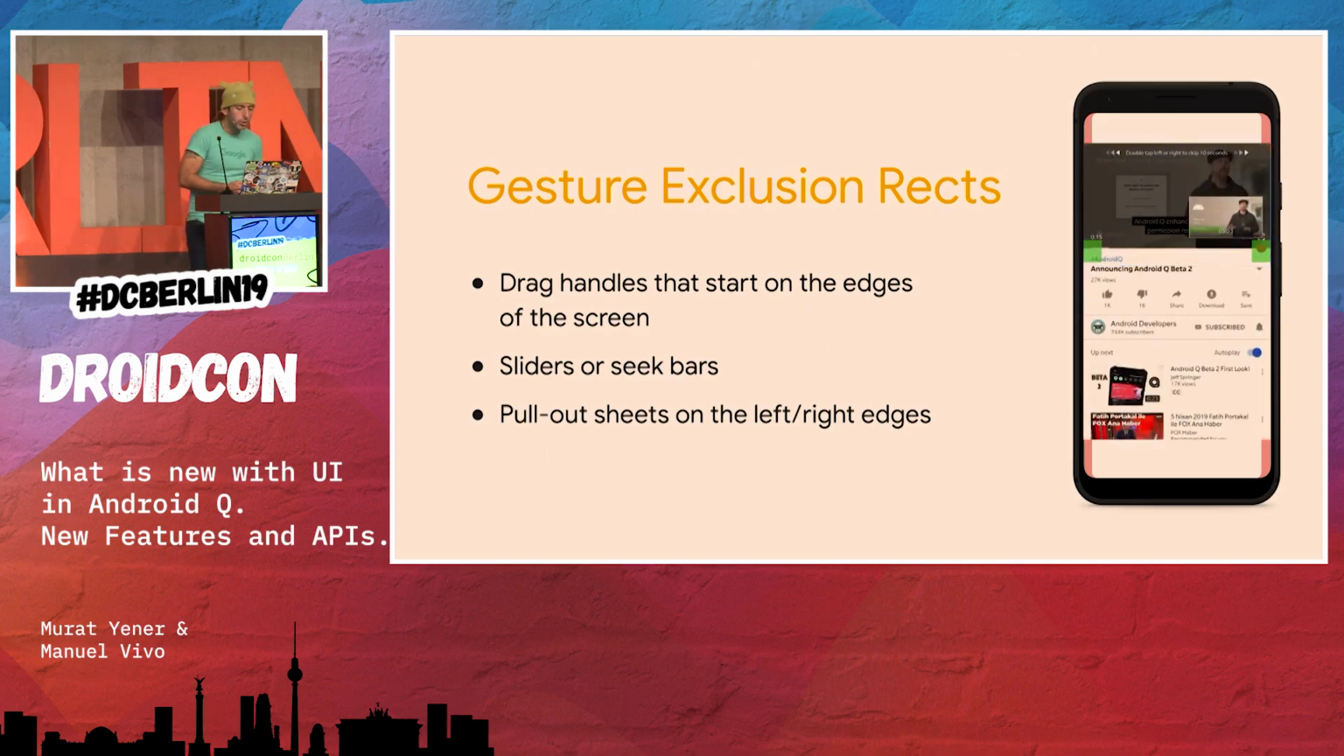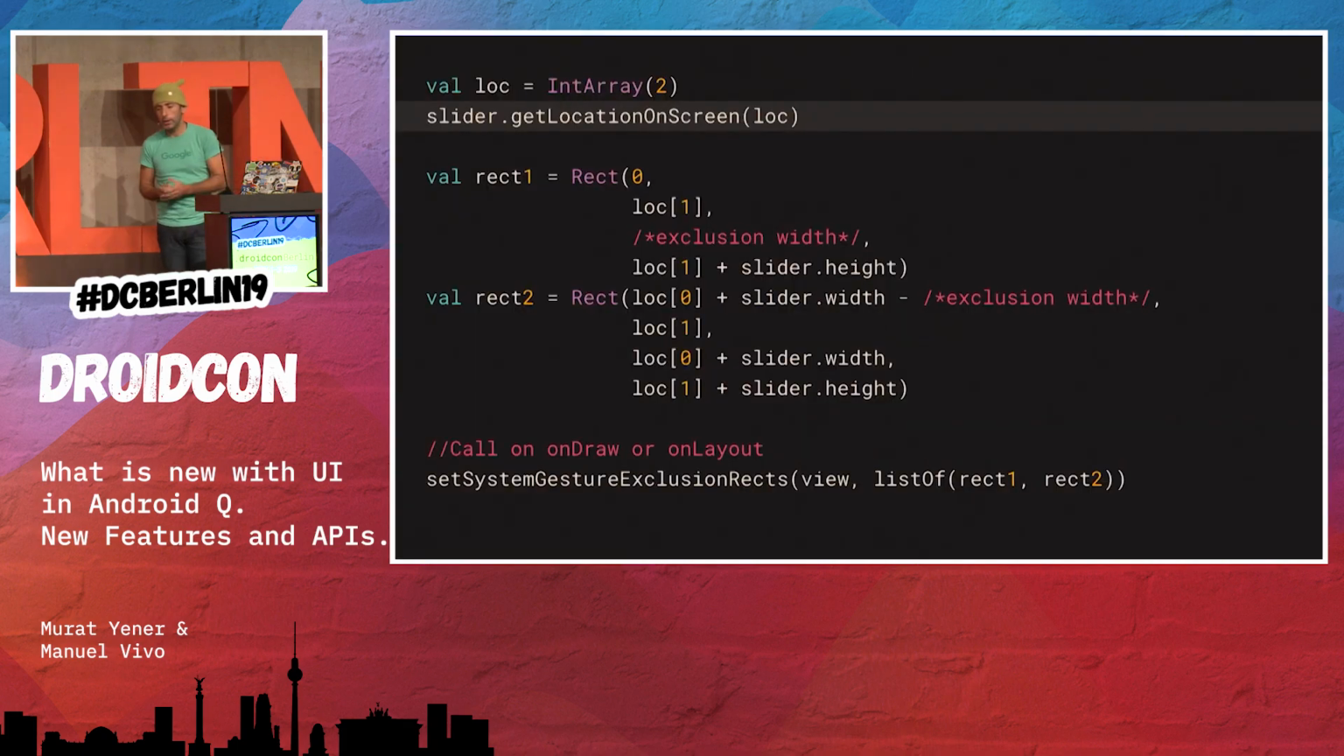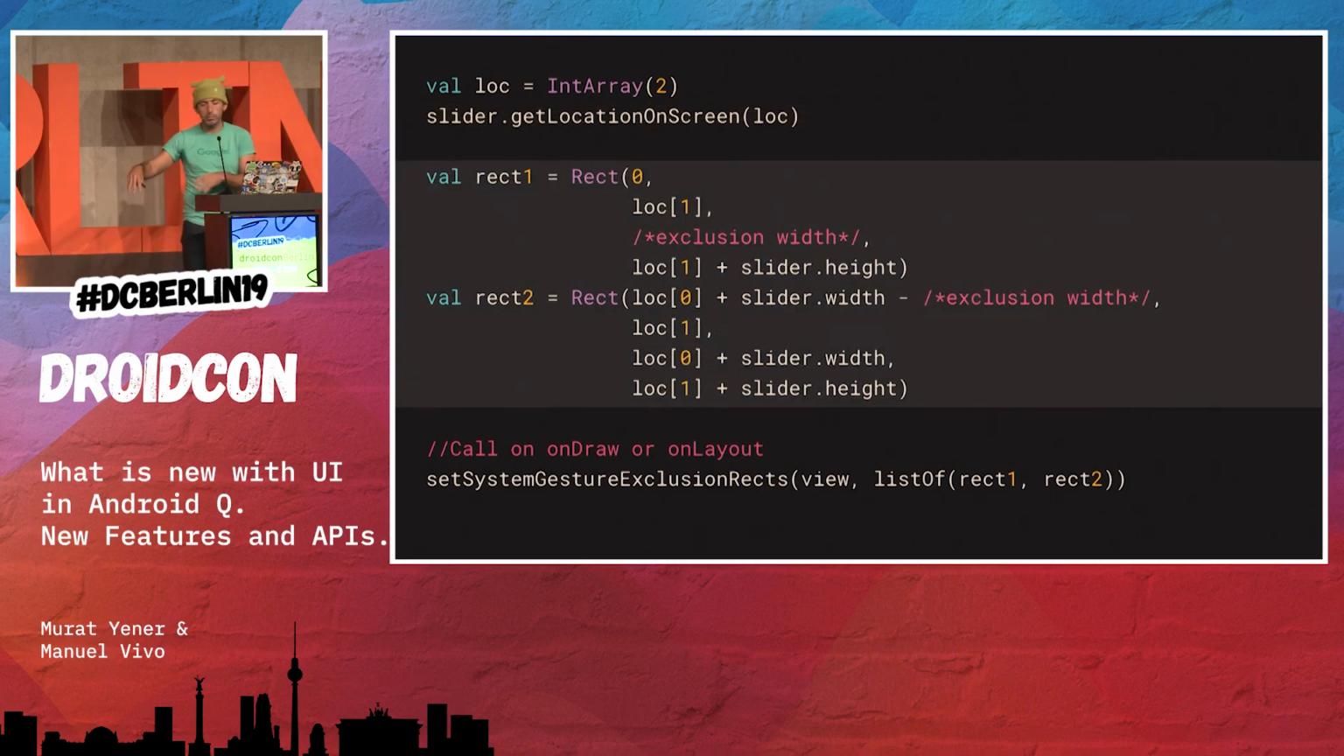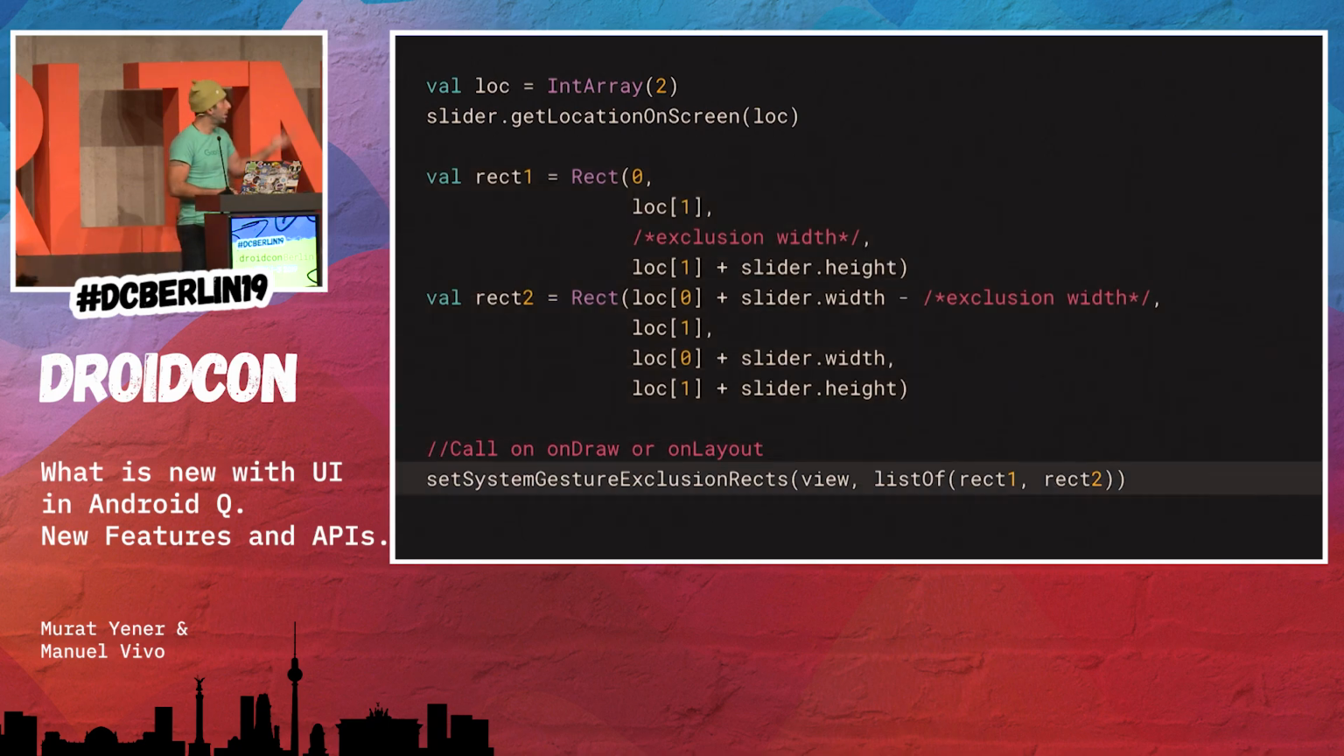And again, how do we do that? Go find the location of your widget, create some rectangles. Don't worry about the complicated code, I'm just basically creating small rectangles for the control areas. Create the rectangles, and then call the set system gesture exclusion rects API on draw or on layout of your view, and pass the rectangle objects.